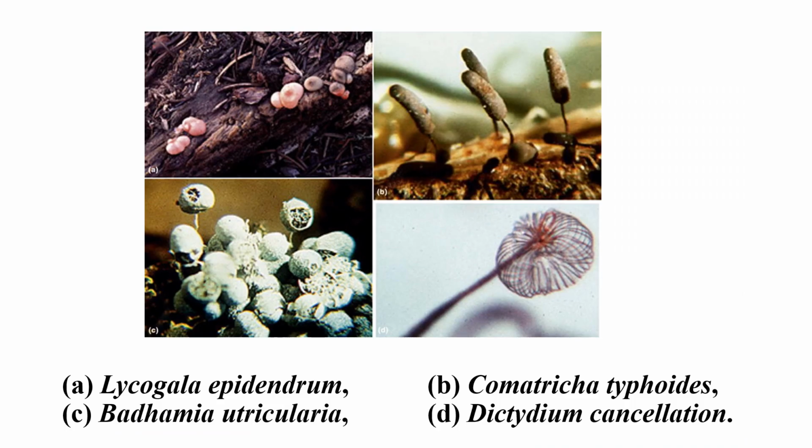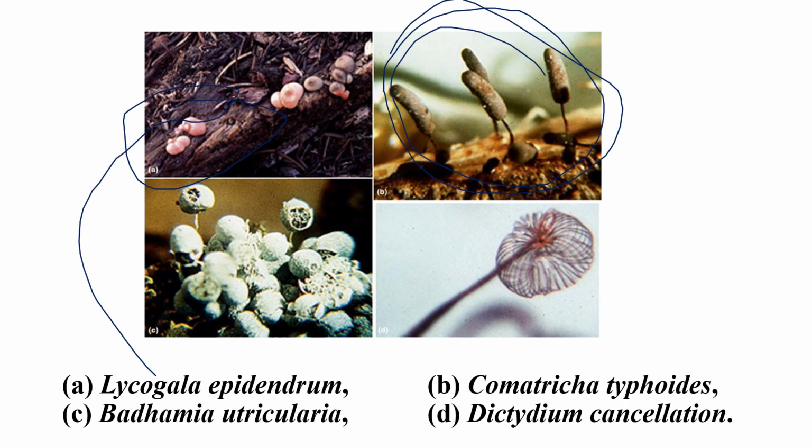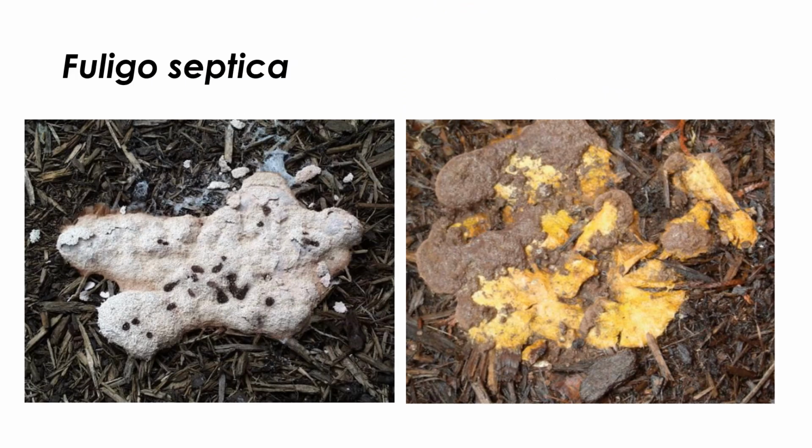So these are some pictures. Lycogala, this is how Lycogala looks. This actually looks like sporangia, right? This is Comatricha, and Badhamia, this is Badhamia, and Dictyostelium, this is Dictyostelium, right? So these are some important points that we need to consider in Myxomycota. This is Fuligo septica, the picture of Fuligo septica.